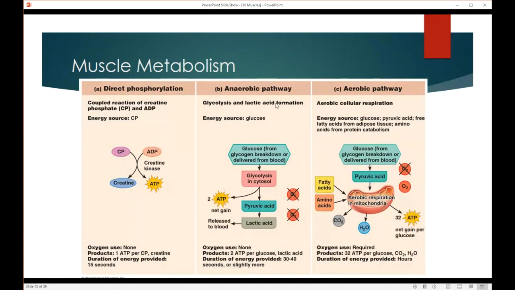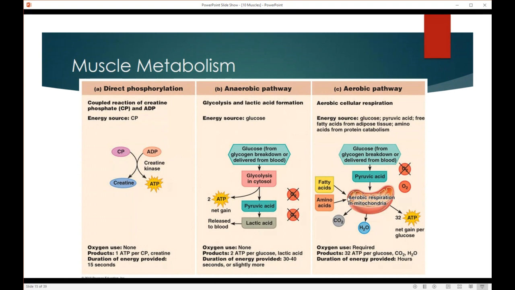Okay. We also have an anaerobic pathway. The anaerobic pathway can happen for about 30 to 40 seconds or even slightly more than that. And we do this through glycolysis and lactic acid formation. Okay, so the glucose, which we get from glycogen breakdown, or we get it from our blood. The glycolysis happens within the cytosol. We get out some ATP. We then get pyruvic acid, which can then be converted to lactic acid, and that's going to be released into the blood. And so this is our anaerobic pathway, meaning that we're not using oxygen.